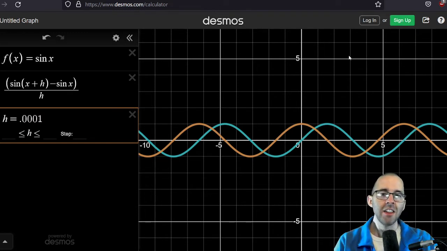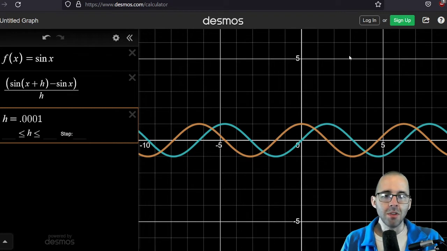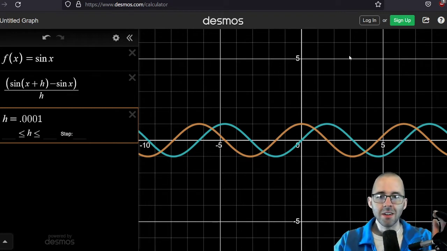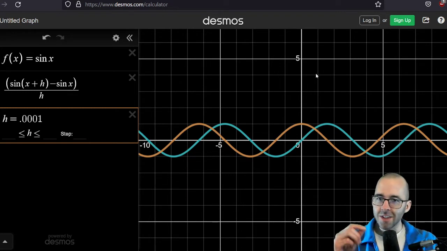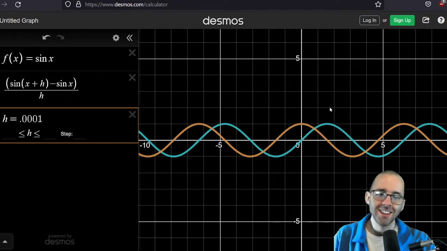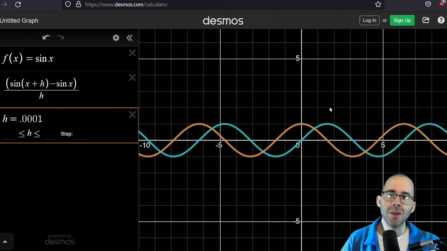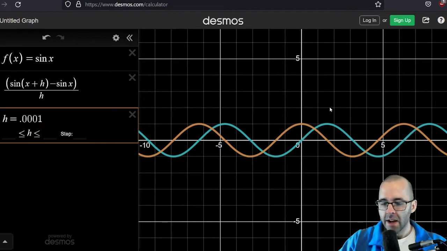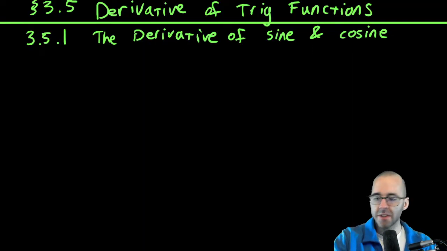You might notice that the orange graph is basically the same as the blue graph, just shifted over a little bit. Or if you're really good, you might say, Jason, that's cosine. And if you said that, you'd be correct. So the derivative of sine is just cosine. And this is kind of one of the ways to see where it comes from. And that's how we're going to start.